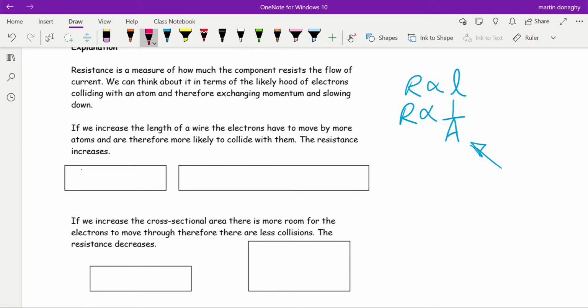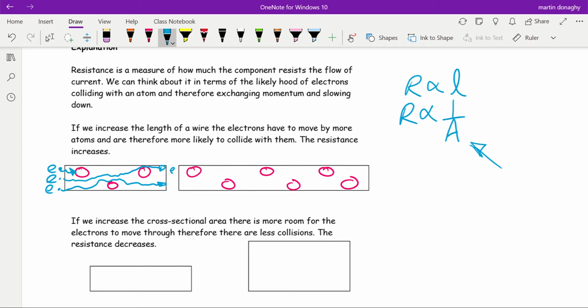So if we have 2 wires, and this wire is twice as long, you should see if we have a tiny little electron here, or a few tiny little electrons, and they kind of meander their way across. They don't go in straight lines, but they kind of vibrate as they do so. But in this one, we just have 1 collision. Okay, one of our electrons collides in that length.